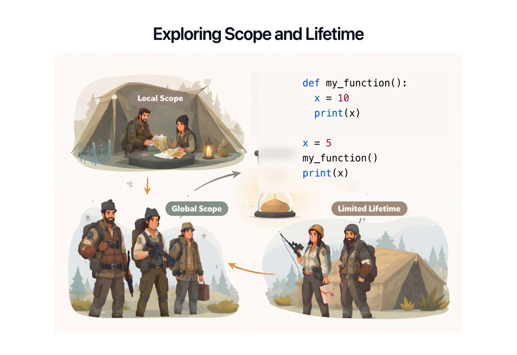Variable scope determines where a variable can be accessed. Local scope is within a function, while global scope is outside all functions. Variables exist only as long as their scope.